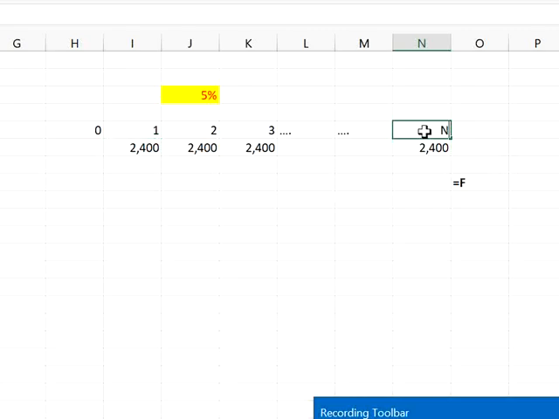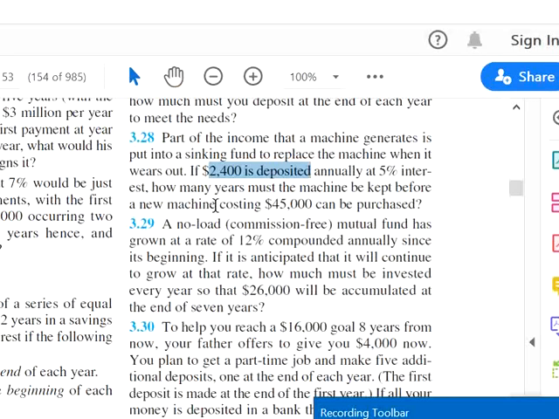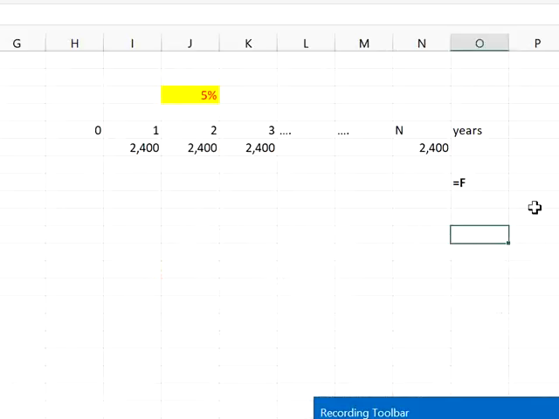But for how long, we don't know. Right. So if 2400 is deposited, how many years must it be kept before a new machine costing 45,000 can be purchased? So there will be a new machine in future which will cost you 45,000, right? This is what you need to do. This is how the question is framed to you.